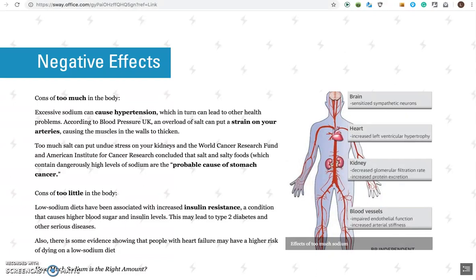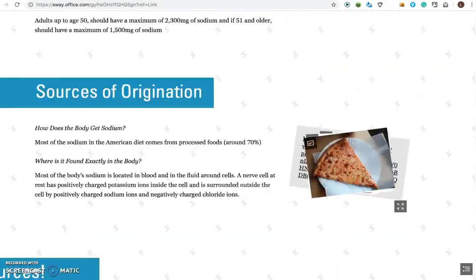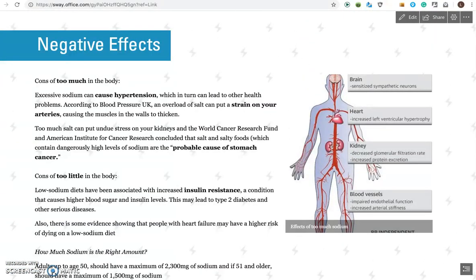Some cons of too little sodium in the body: it can lead to increased insulin resistance, which causes higher blood sugar and insulin levels. This may lead to type 2 diabetes and other serious diseases. There's also evidence showing that it might increase the risk of heart failure just as much as having too much sodium in the body. Now, what is actually the right amount of sodium?